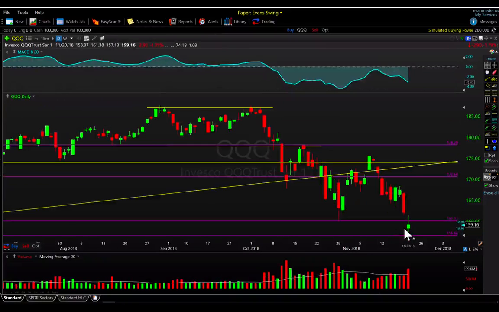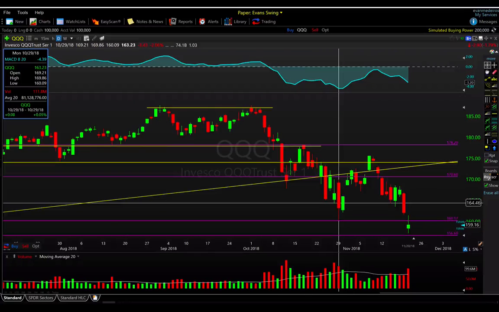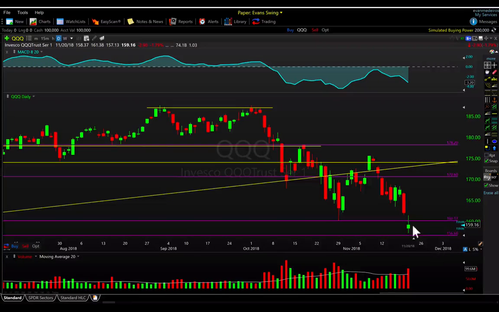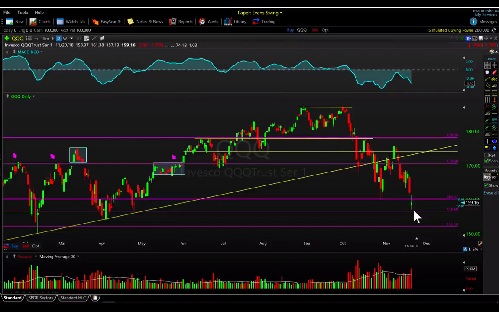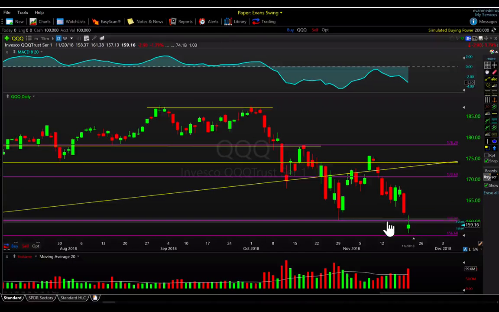NASDAQ 100 finally here did break down and took out the lows from the few weeks ago back on the 29th. We are trading and closing below that level. Good volume today came in. We did manage to close above where we opened today. So I guess a mild, very micro sign of some stabilization there, but still things are pretty broken here as well in the short term. You have to be cautious.